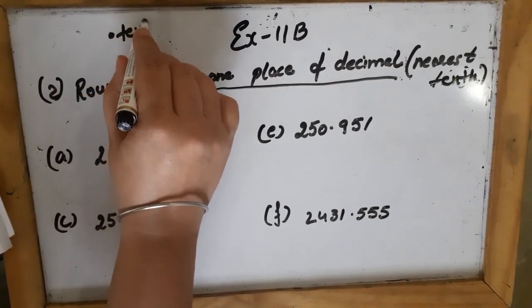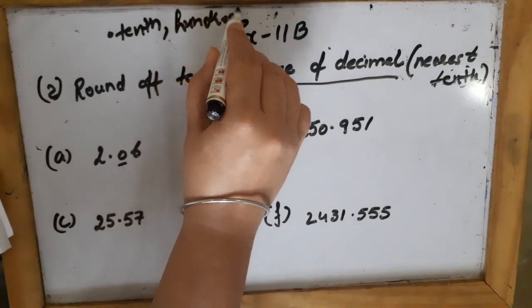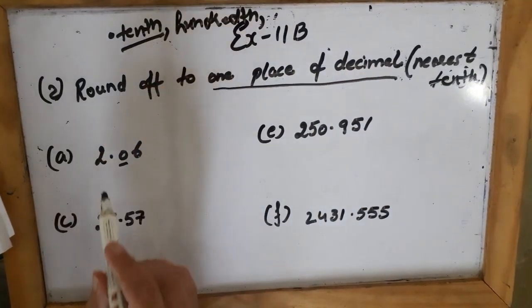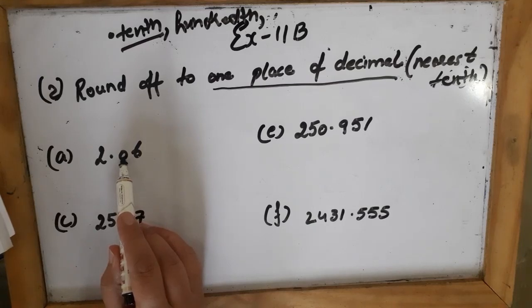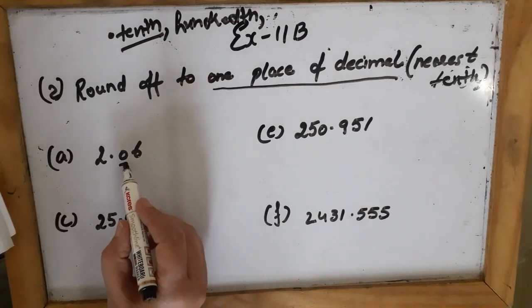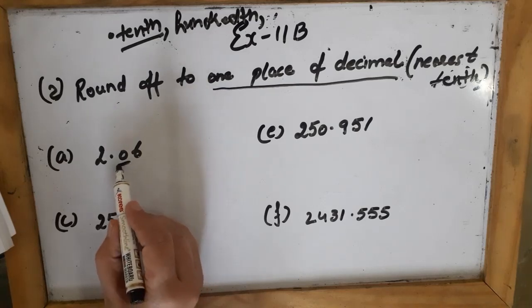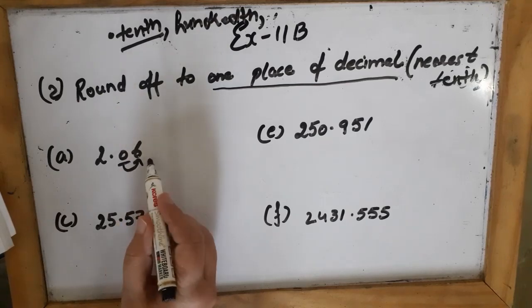It's the first place. 10th, then comes 100th, and then comes thousands. So the 10th place is just after the decimal. So it means I have to round off this number to one place of decimal, or you can say the nearest 10th. So I will mark the 10th place and look at the digit to the right of that.